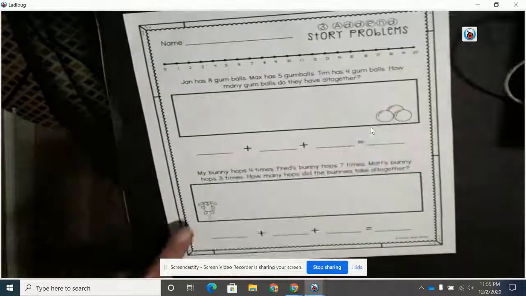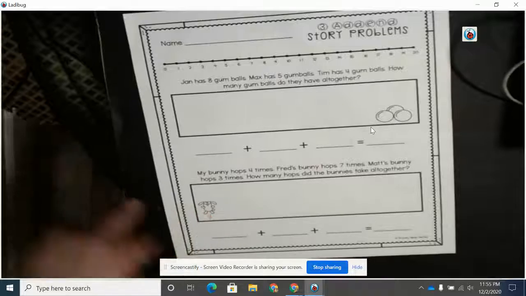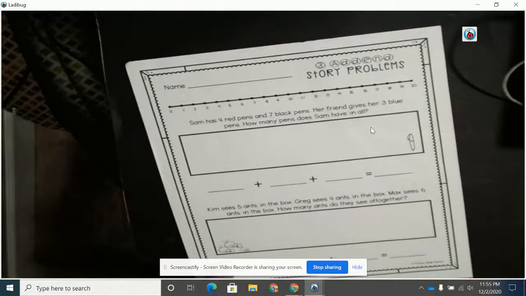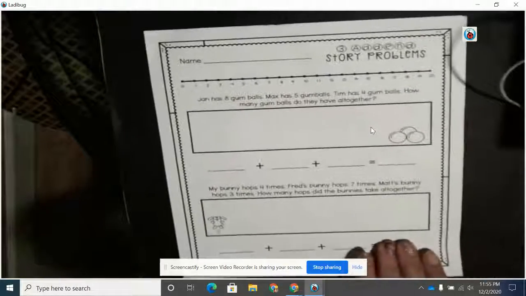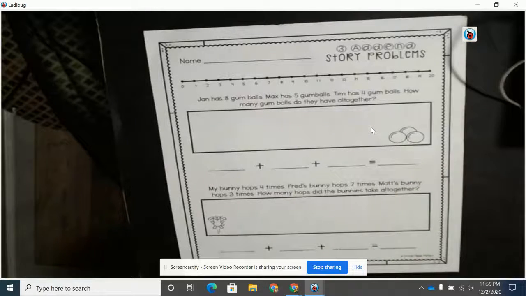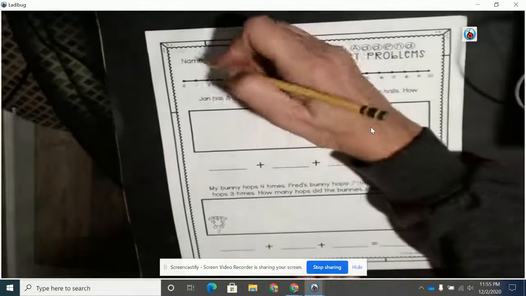So this one has 3 balls here and a cute little bunny jumping. And on the other side, it has these little bugs and a pen. So that's how you know you have the right one. We're going to do the one with the gumballs first. So put your name on there first of all.